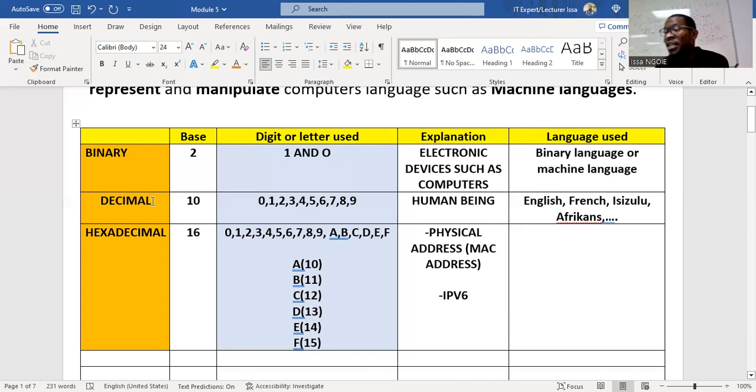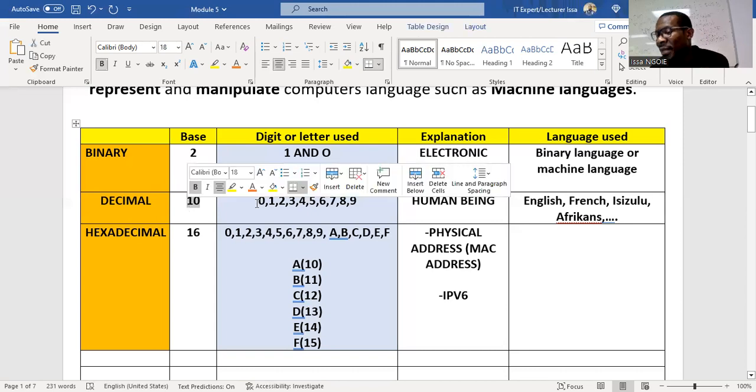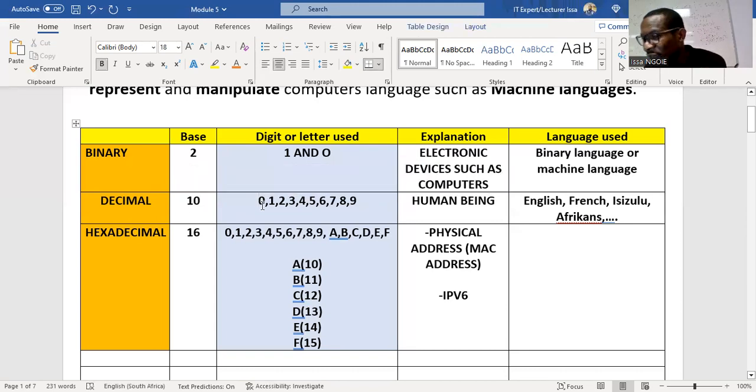decimal notation. Human beings, for counting, are using the decimal system, right? And the decimal system is base 10. Base 10 means 10 numbers. Human beings are using 10 numbers for counting. Those numbers are 0, 1, 2, 3, 4, 5, 6, 7, 8, and 9. Those are the 10 numbers that human beings use for counting, right? And human beings use their own languages like English, French, like Isizulu, like Afrikaans, and so on, right? So decimal is base 10.